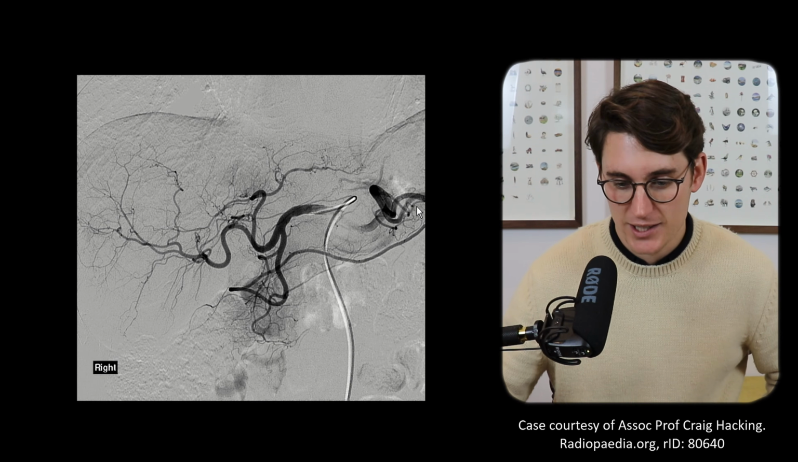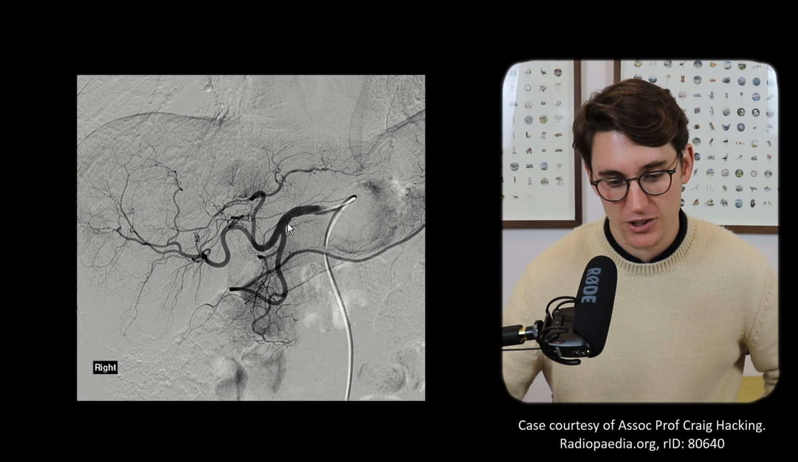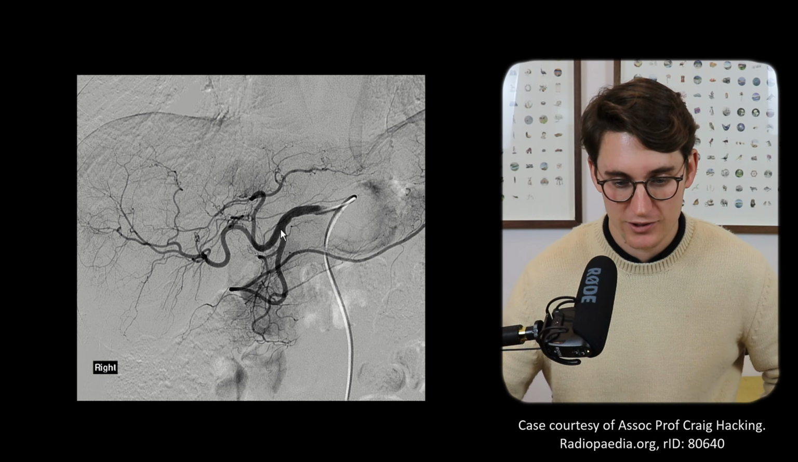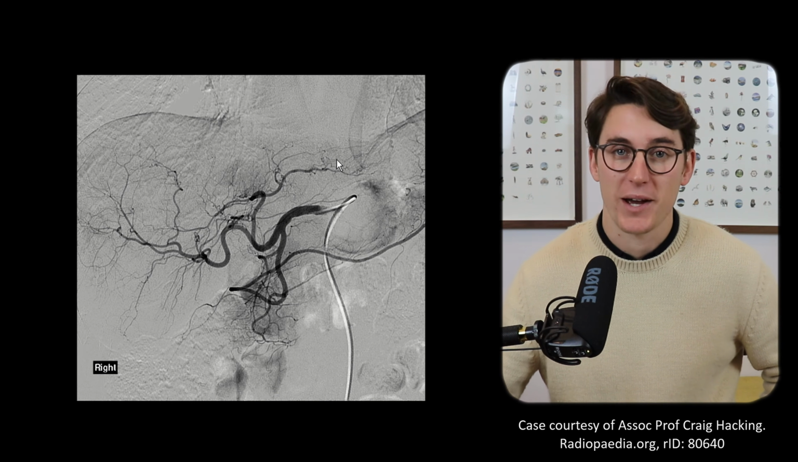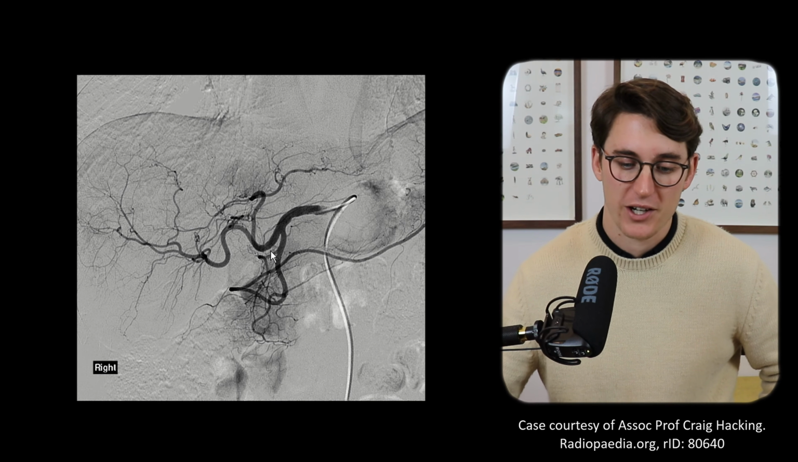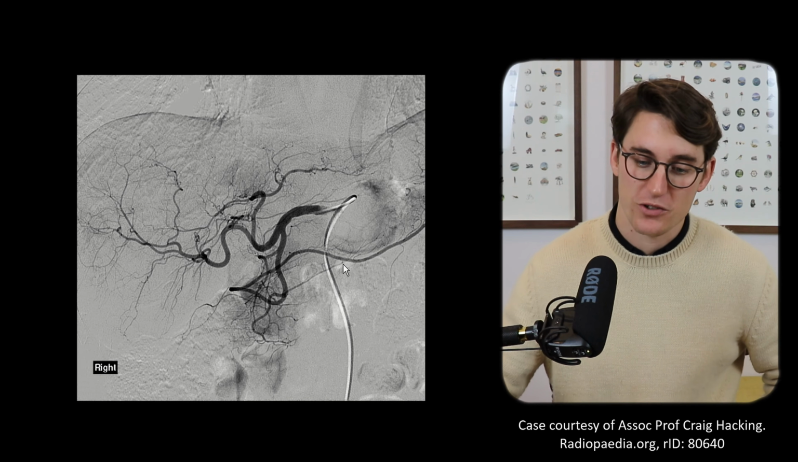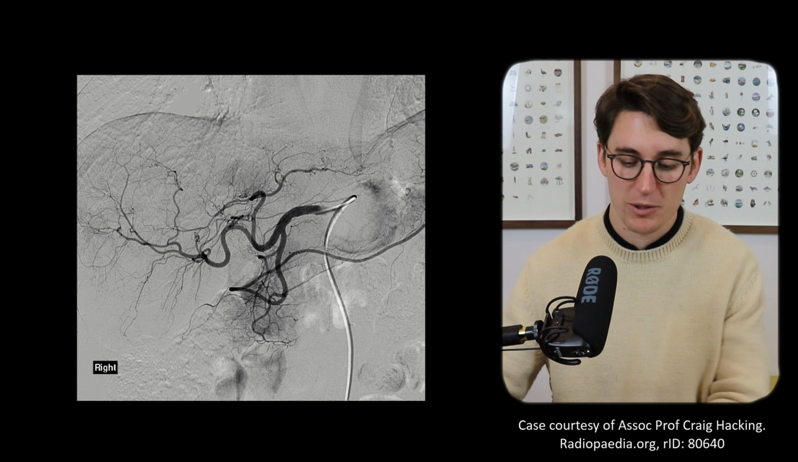We can see some contrast heading off into the splenic artery, but here's our common hepatic artery giving off our gastroduodenal. It's now our proper hepatic artery going to our right and our left hepatic arteries, as well as our gastroduodenal giving off our superior pancreatoduodenal arteries, as well as coursing all the way around to the greater curvature of the stomach as our right gastroepiploic artery.